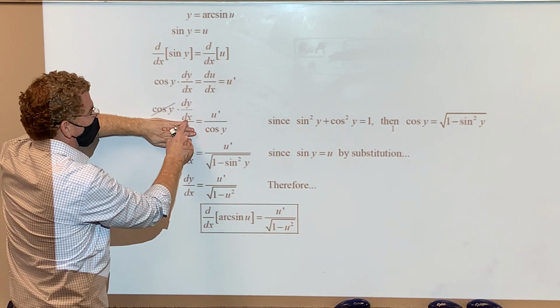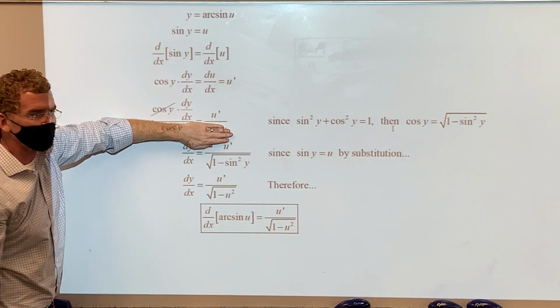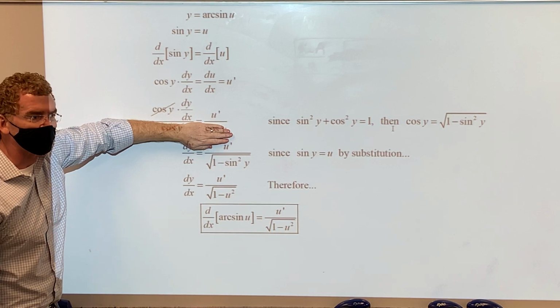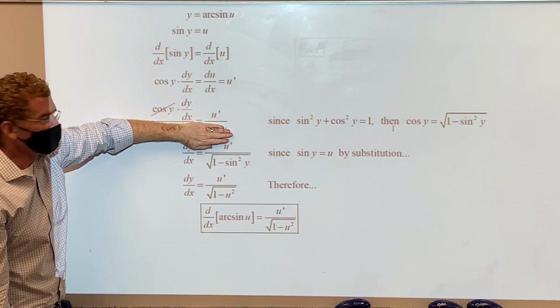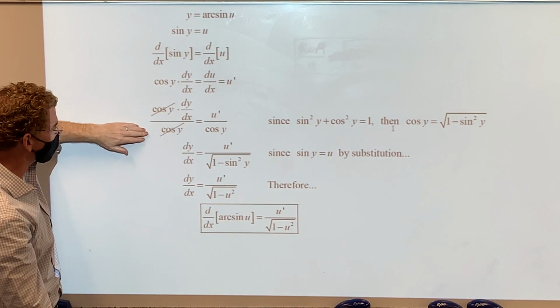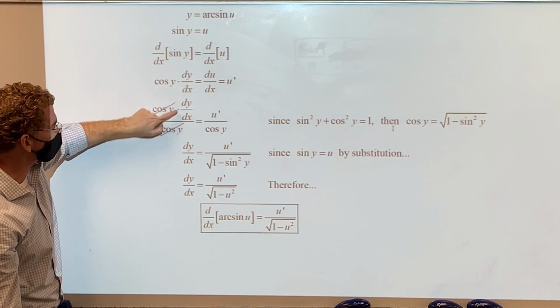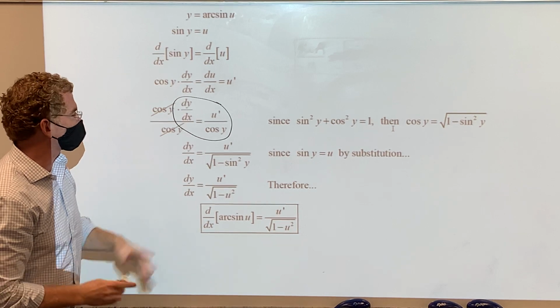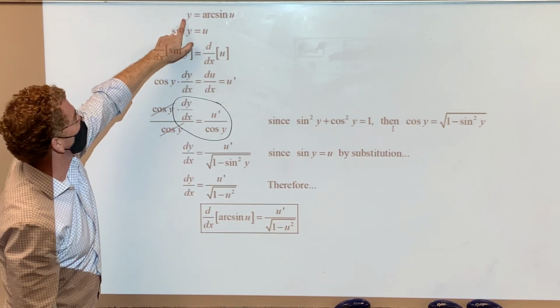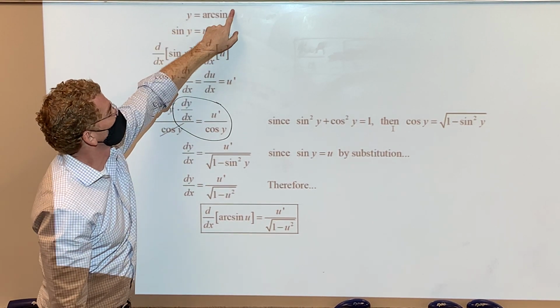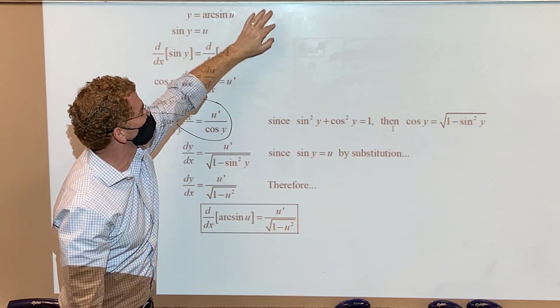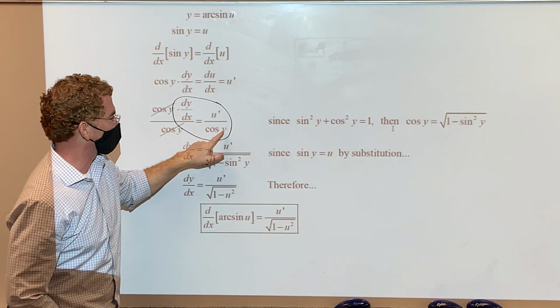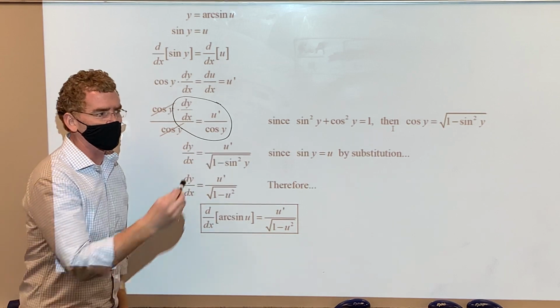cos y dy/dx equals u prime. Now my goal, like it was yesterday, is to solve for dy/dx. So I'm going to divide both sides by cosine y, and that cancels. And now I have this. Well, great, but again, I'm trying to take the derivative of y so that I have nothing but an explicit situation over here. So I really don't like that y there. I'd rather have something with x there.